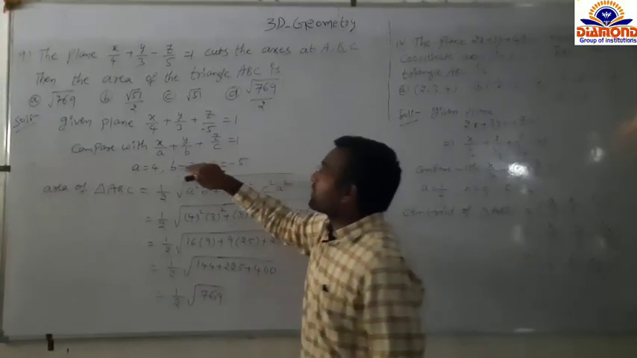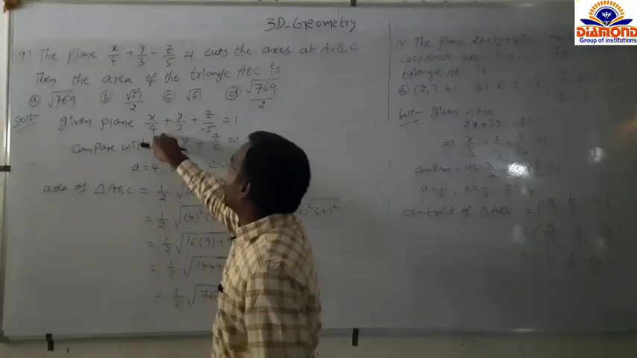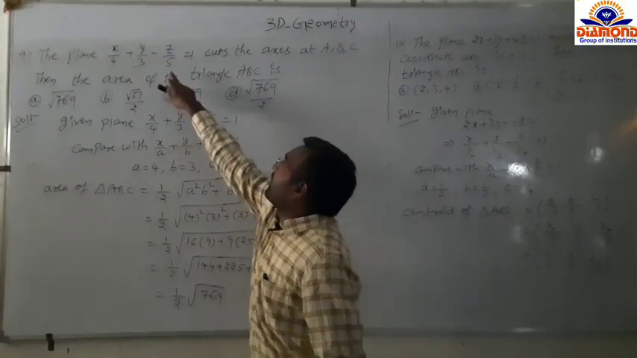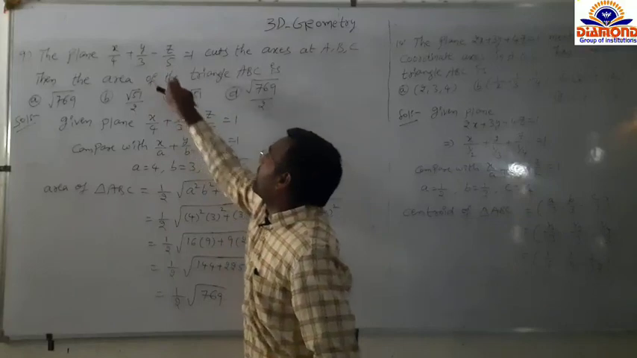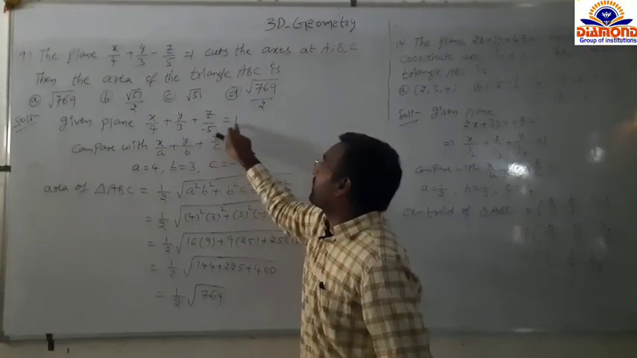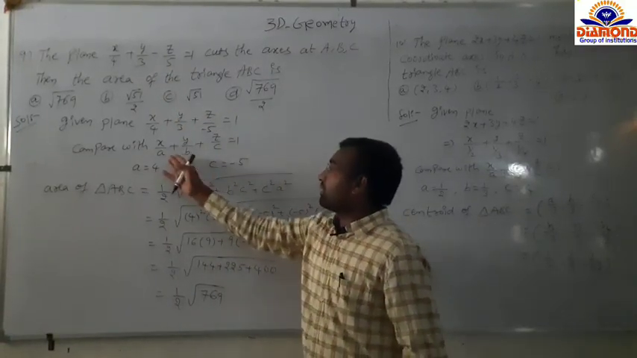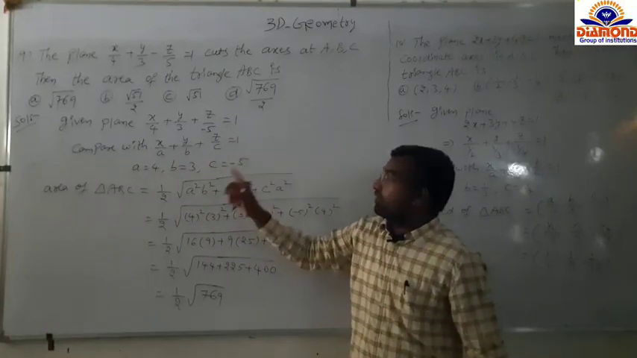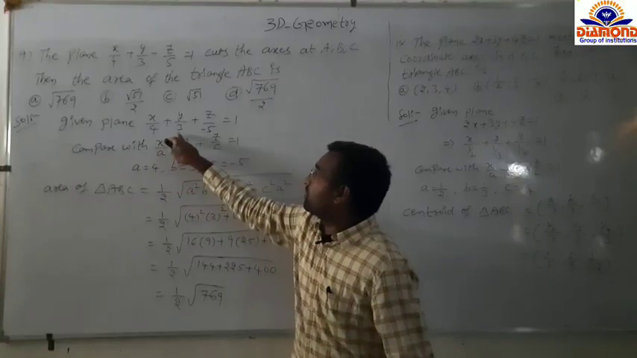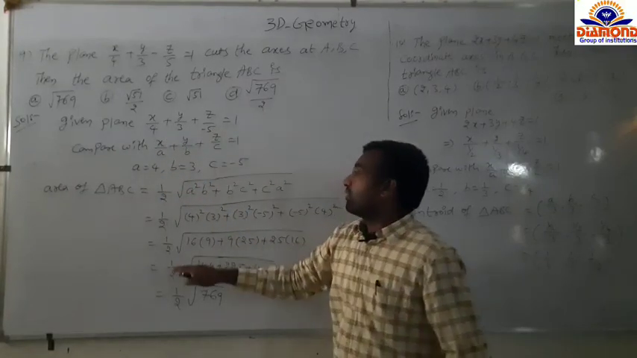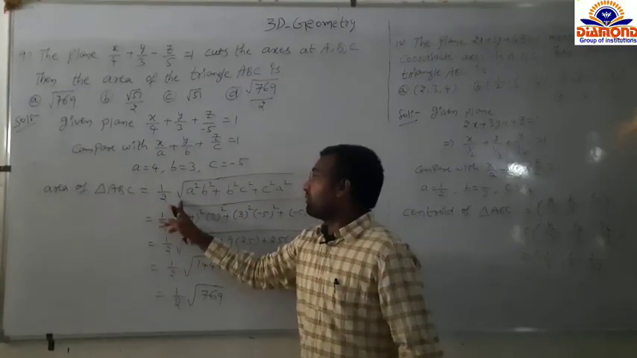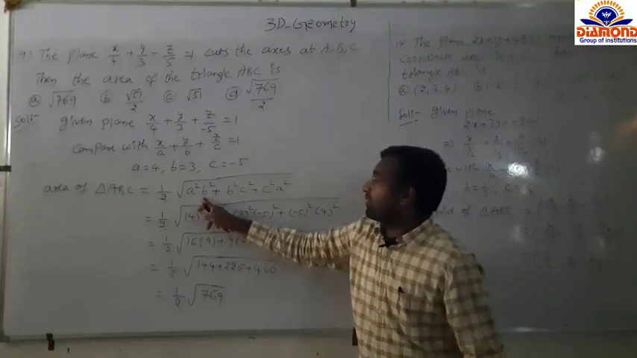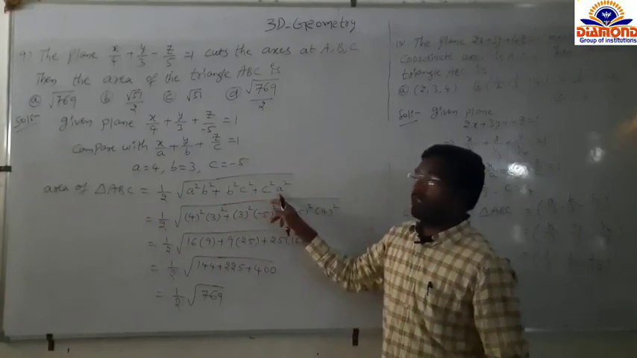This is the area formula when the plane is in intercept form. First take the given plane x by 4 plus y by 3, and minus z by 5, with the minus in the denominator, so plus z by minus 5 equal to 1. Compare with the intercept form: a value is 4, b value 3, c value minus 5. Substitute in the area formula, 1 by 2 root over a square b square plus b square c square plus c square a square.